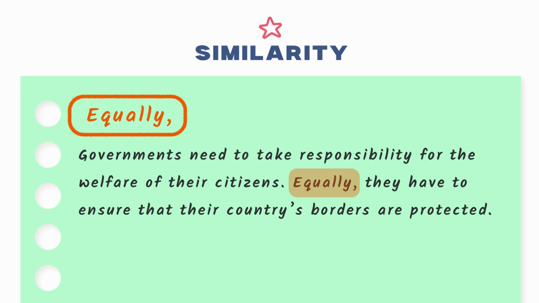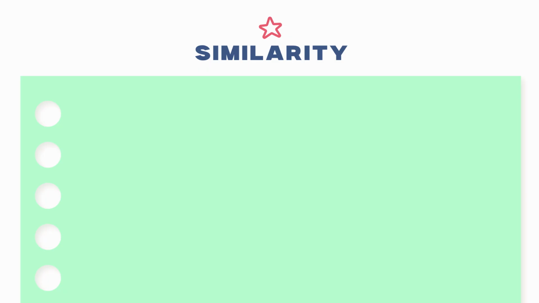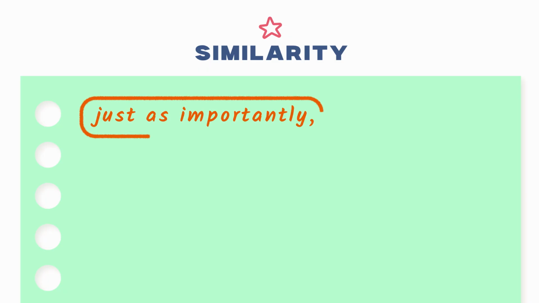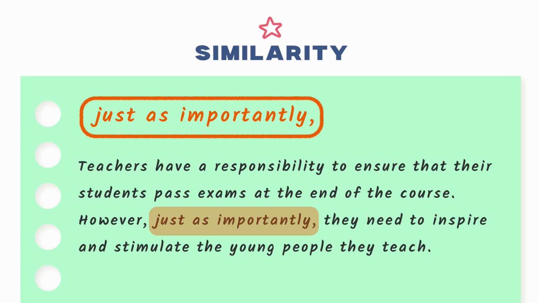So again, we're talking about something the same or similar, about, let's say, two groups of people, governments and also citizens. Our next linking word is just as importantly. For example, teachers have a responsibility to ensure that their students pass exams at the end of the course. However, just as importantly, they need to inspire and stimulate the young people they teach.